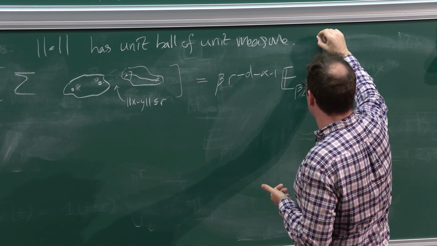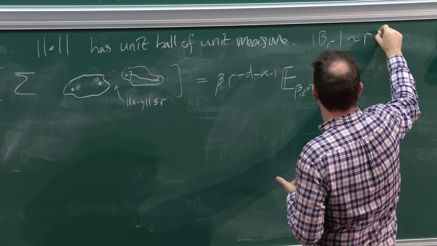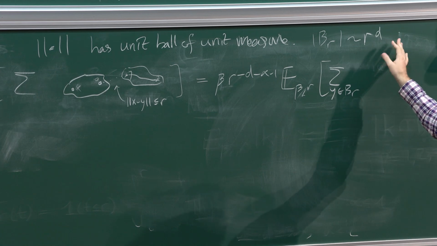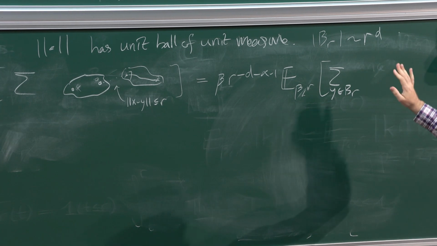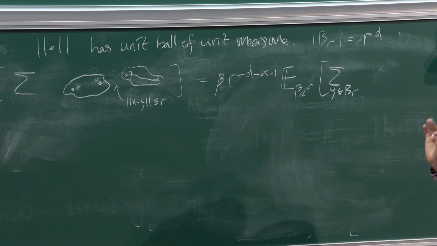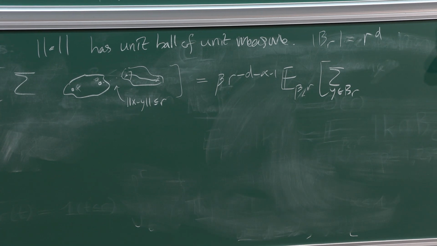And by the way, this ensures that B_r has volume asymptotic to r to the d. And the error here is small by a power of r. So I'm going to cheat slightly and just ignore the fact that there's an error here and say, let's suppose there are exactly r to the d points in the ball, just to slightly simplify the analysis.